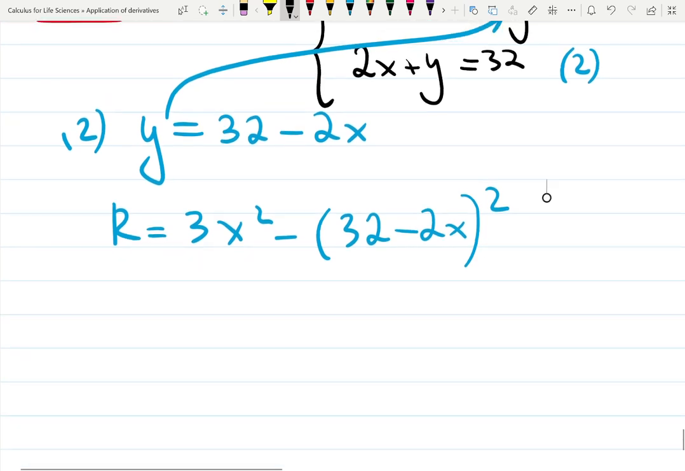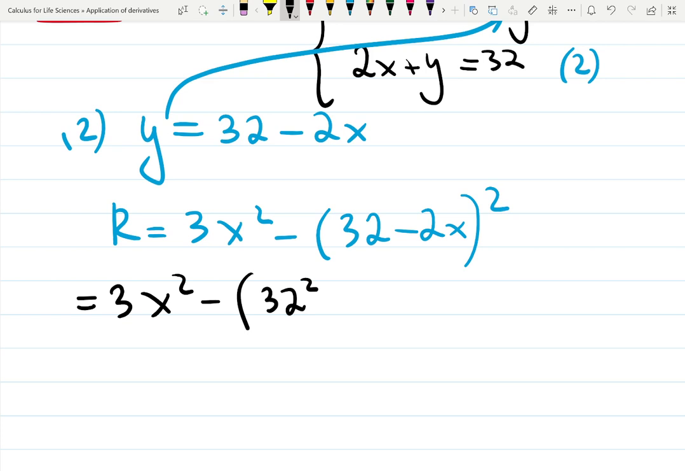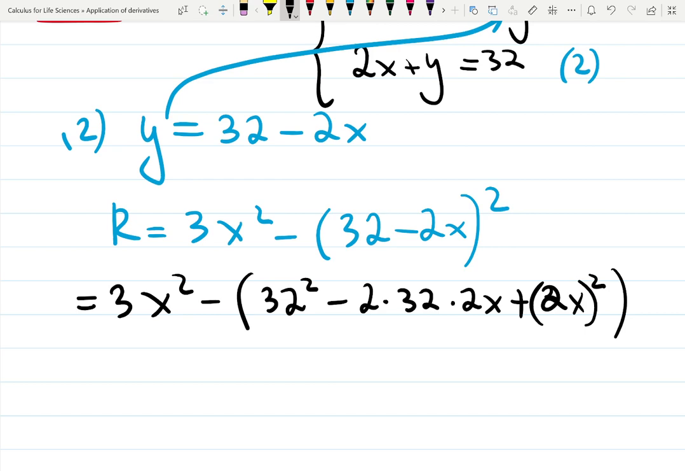Remember, you cannot just put square everywhere. You use the formula called square of sum or difference formula: square the first term, plus or minus double product of the other 2 terms, plus square the second term. That is the formula. You don't just put 2 everywhere. That is not correct.